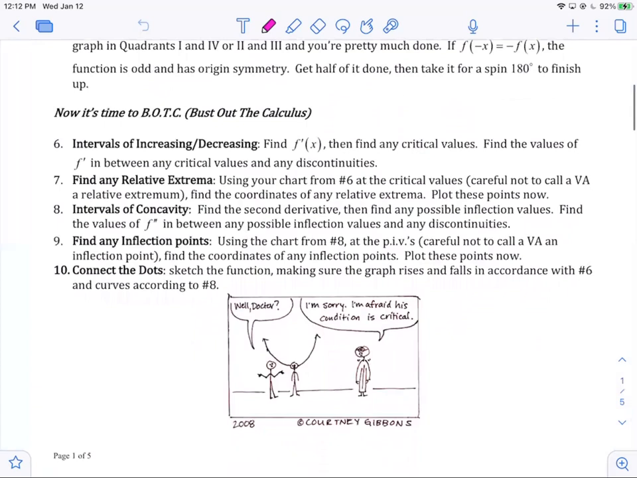When we bust out the calculus now we're looking for, where is it going up? Where is it going down? Where is it curved up? Where is it curved down? Where is it turning around vertically? All that good stuff. And then we connect the dots. Okay, that's it. We connect the dots.